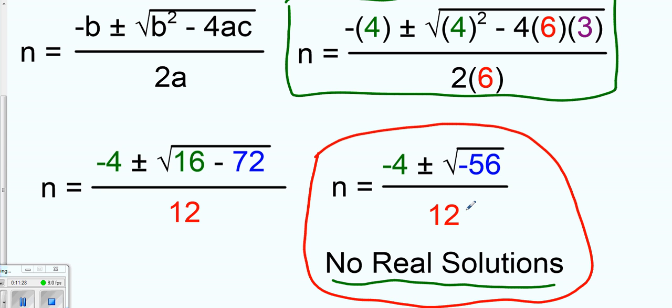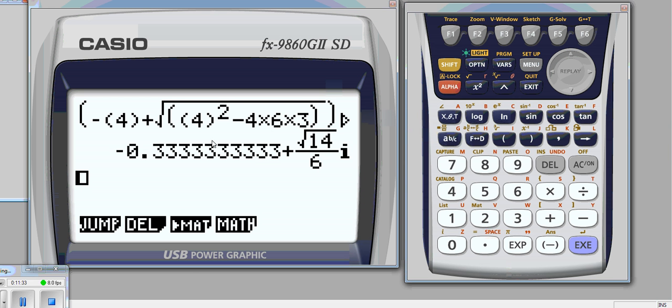So right here, it should look something like this. But again, this is how you would plug it into the calculator to find that there's no real solution. Just follow these steps up here, plugging it in like that. Your calculator will solve any quadratic formula or function for you. So that is it for our quadratics video.